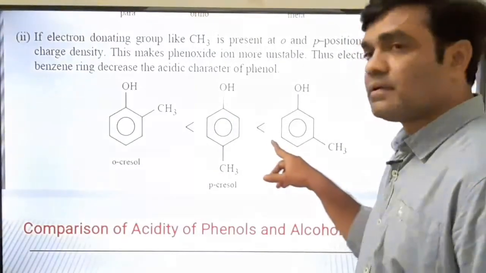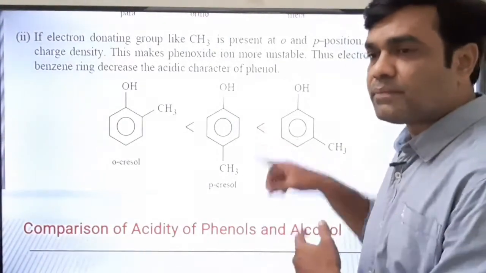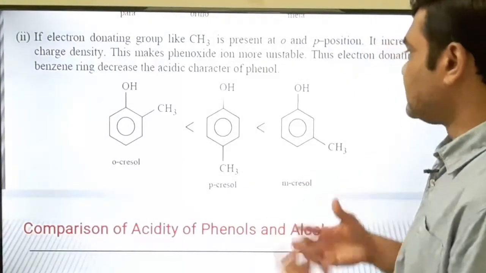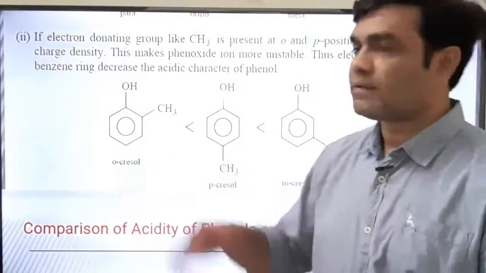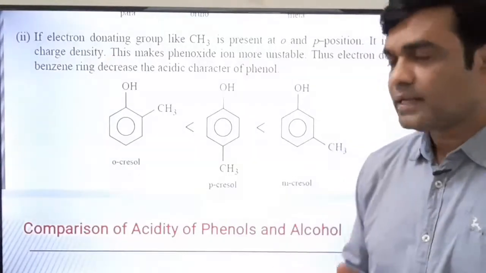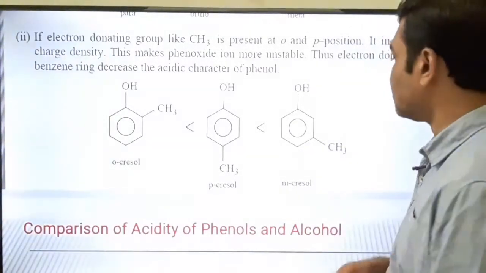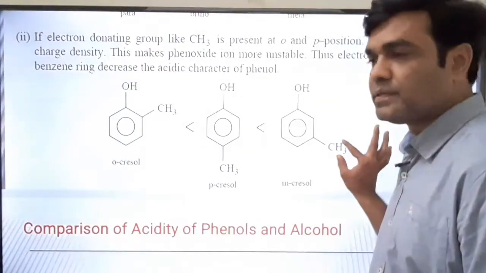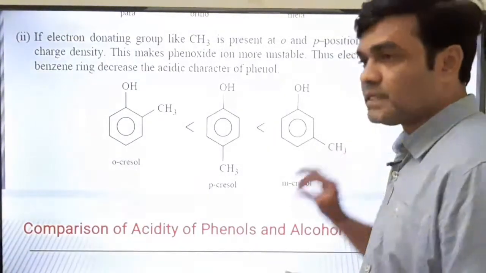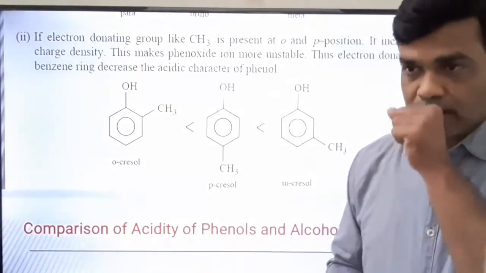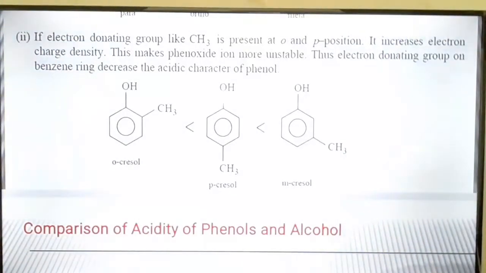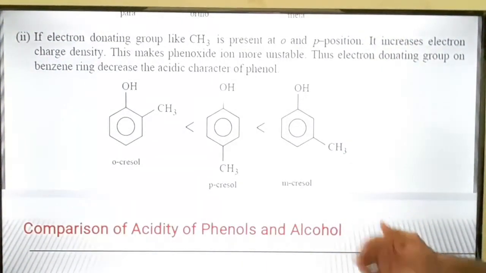Meta-cresol, the meta-substituent containing phenol, is more acidic than para, than ortho. It is very clear that in case of an electron donating group, if the substituent is at the meta position, then it is more acidic as compared to ortho and para.